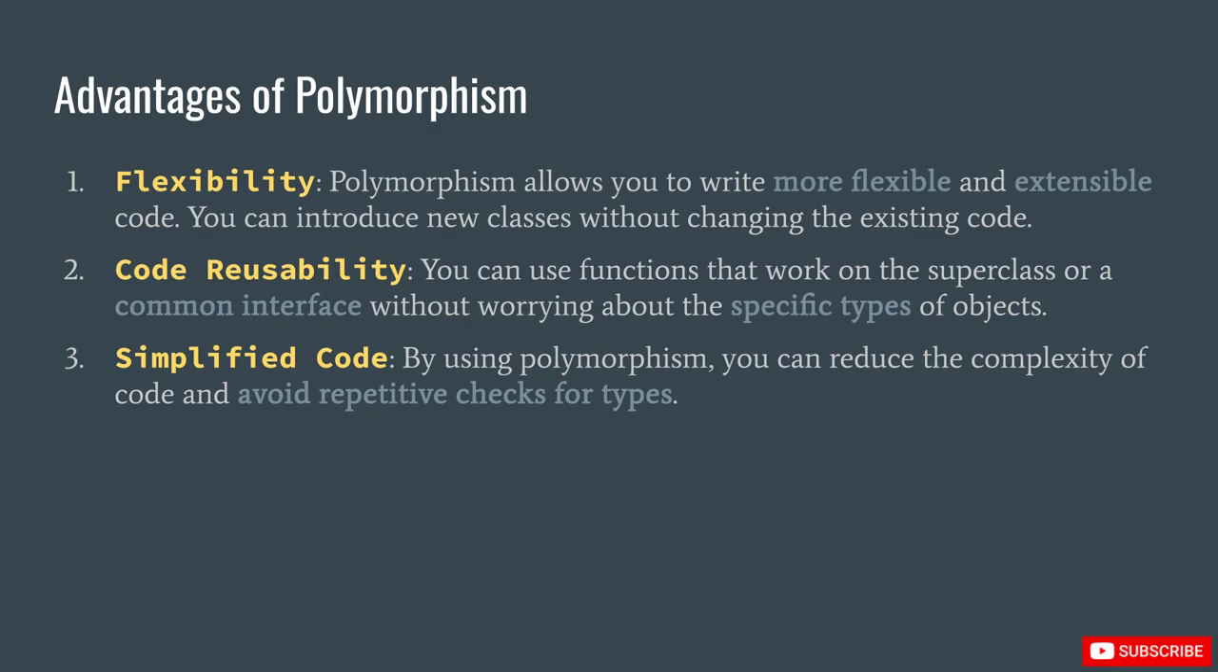Polymorphism enhances code quality by providing flexibility, allowing you to introduce new classes without modifying existing code, and promoting code reusability through functions that can work with any object implementing a common interface. Additionally, it simplifies code by reducing complexity and eliminating repetitive type checking, leading to cleaner and more maintainable programs.